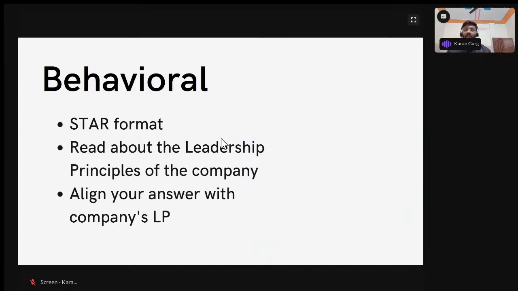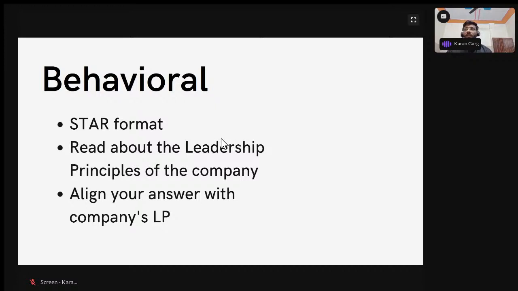Behavioral round, like I said, is mostly to check if you are a cultural fit for a team or a company or not. So if you are giving a behavioral round for Amazon, read about Amazon's 14 leadership principles. If you are interviewing with Microsoft, read about Microsoft's leadership principles. If it is Facebook or Google or literally any other company, read about their leadership principles first.